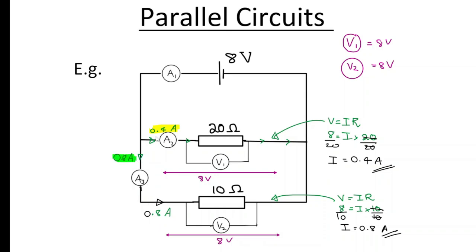Now, we need to use these two to figure out the current in the branch above it. If you think about it, the current that comes through this ammeter, through this branch, is the current that's split up as 0.4 and 0.8. So after split up, if it is 0.4 and 0.8, before the split up, it must be the sum of the two. So reading on ammeter A1 is 1.2 amps.